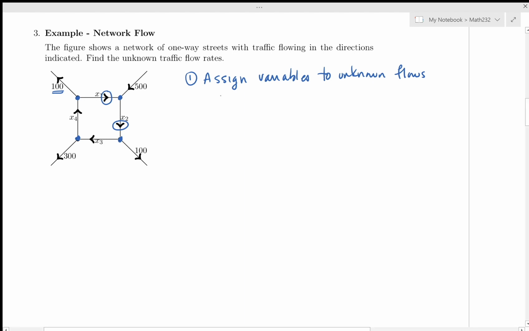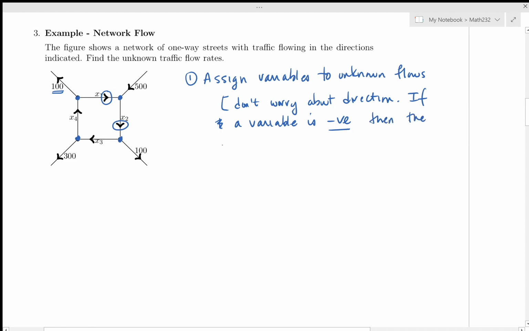Assign variables. We don't worry about direction because if a variable is negative, then the flow is in the opposite direction to what I assumed. So just take a guess, and it doesn't matter if it's wrong, it'll come out in the wash.